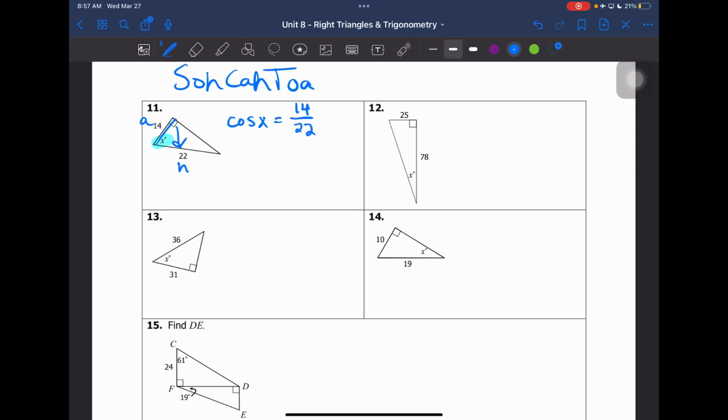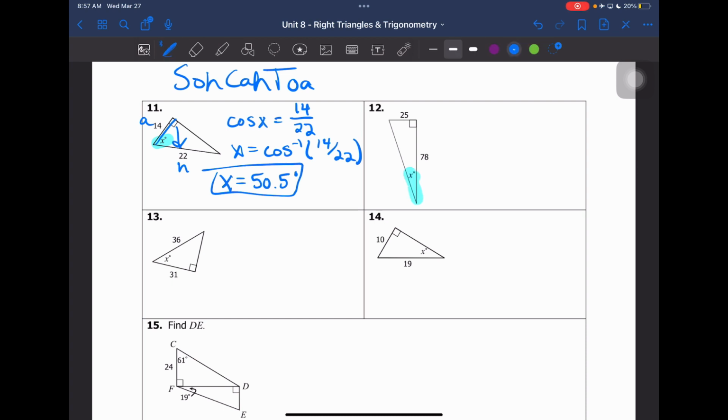Because I'm trying to find my missing angle now, I have to use inverse cosine. We only use inverse cosine when we need to find a missing angle. So go ahead and type that in, inverse cosine of 14 over 22. That comes out to 50.5 degrees, and so that's the answer.